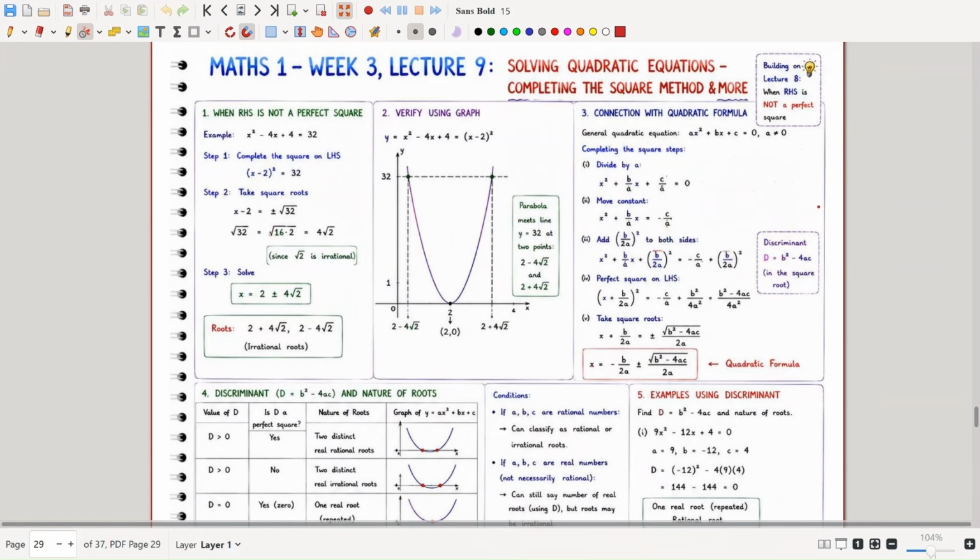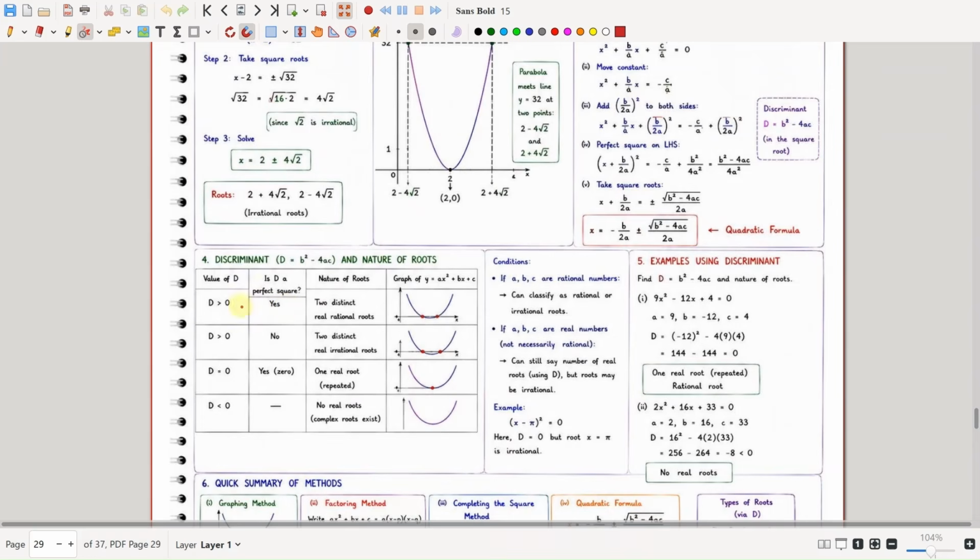Okay, and see here, D is greater than 0, two distinct real rational roots. If D is a perfect square, then you will be getting two distinct real rational roots, and if D is greater than 0 and it is not a perfect square, then you will be getting two distinct real irrational roots. Okay, and if D is equal to 0, then you will be getting one real root which is repeated. And if D is less than 0, you will be getting no real roots, and all you will be getting are complex roots.